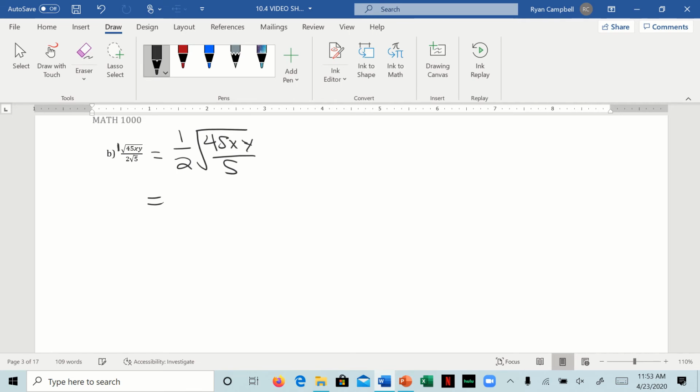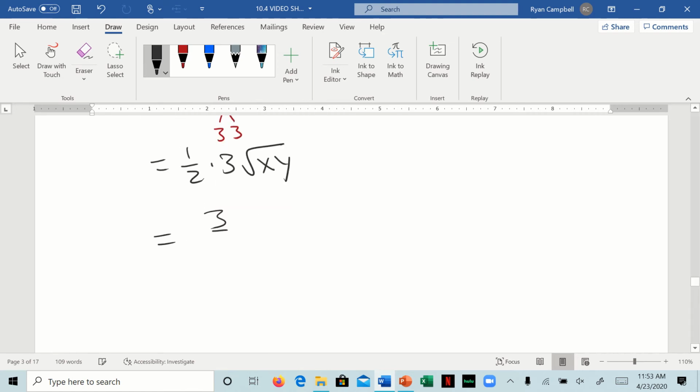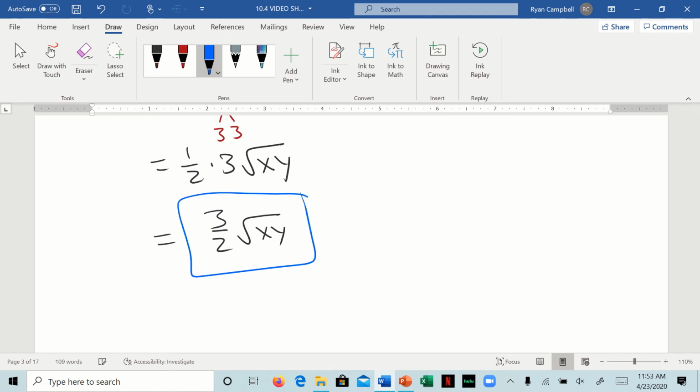All right. Now, when we divide 45 by 5, we see that we just get the square root of 9xy. The square root of 9 is just 3, because you can break that into 3 and 3. So we get 1/2 times 3 times the square root of xy, or 3/2 times the square root of xy. So that's our final answer.